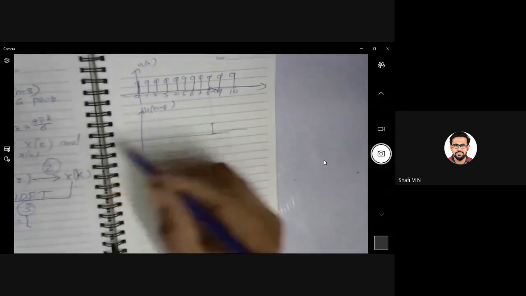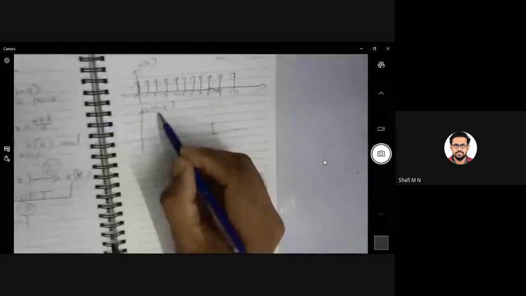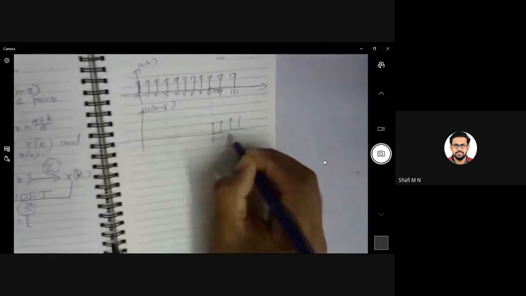Check at which value of n this becomes 0. n is equal to 8, right? So where should U of 0 move to? It should move to 8. So the index at 0 should shift to 8. So this will come to 8 9 10 11, and so on.